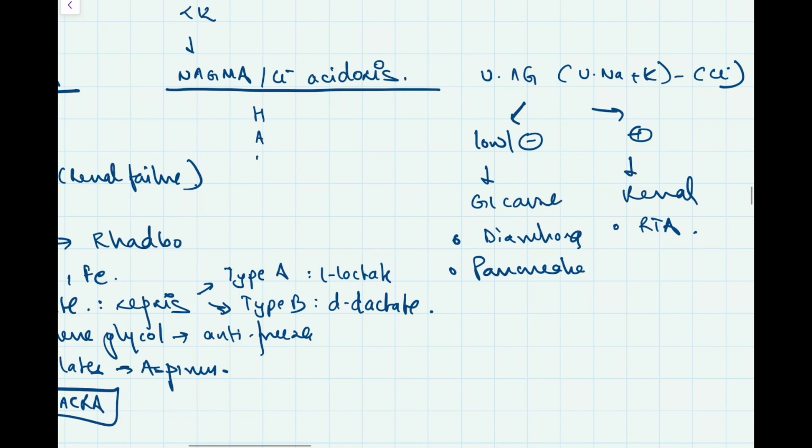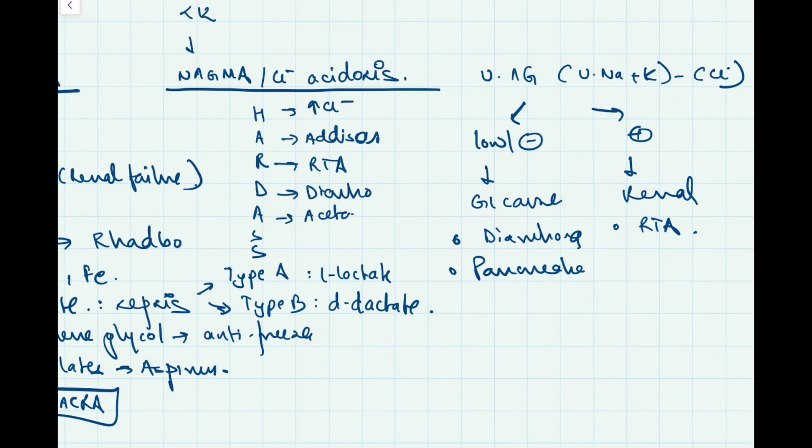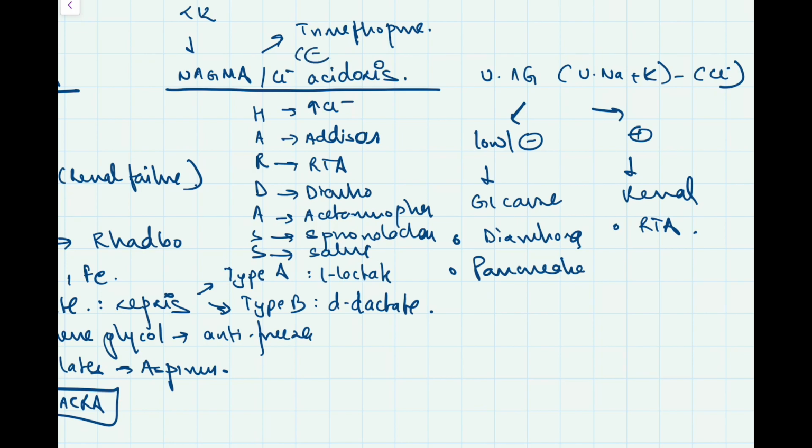The mnemonic for NAGMA is HARDASS, right? Where H stands for hyperchloremia, A is Addison's disease, R is renal tubular acidosis, then D is diarrhea, A is acetazolamide, S is spironolactone, and again the second S stands for saline infusion. Remember that trimethoprim also causes NAGMA by inhibiting aldosterone.